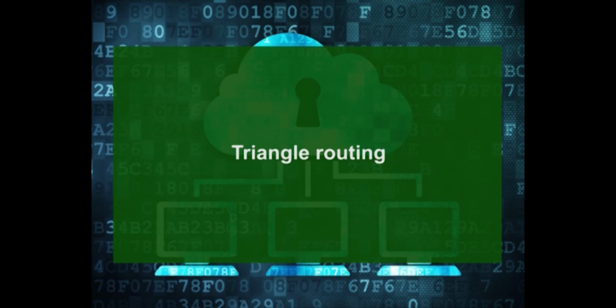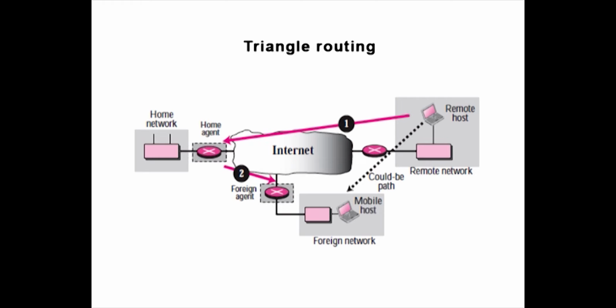Triangle routing. Triangle routing occurs when the remote host communicates with a mobile host that is not attached to the same network or site as the remote host. When the mobile host sends a packet to the remote host, there is no inefficiency. However, when the remote host sends a packet to the mobile host, the packet goes from the remote host to the home agent and then to the mobile host. The packet travels the two sides of a triangle instead of just one side.